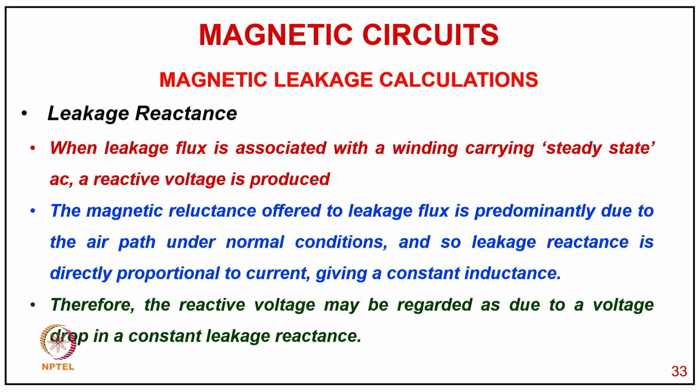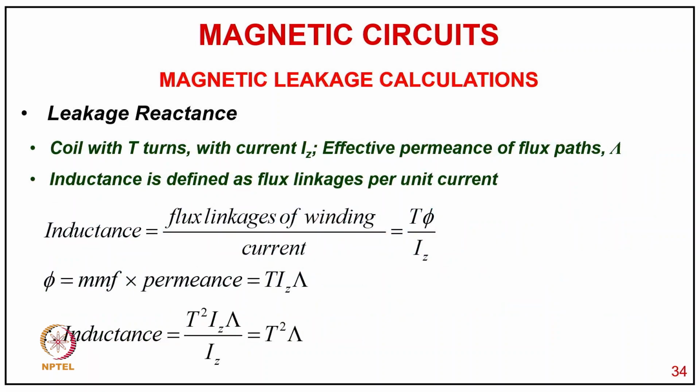Well, we have a leakage reactance. When the leakage flux is associated with the winding carrying steady state AC, a reactance voltage is produced. The magnetic reluctance offered to leakage flux is predominantly due to the air gap path under normal conditions, so leakage flux is directly proportional to the current, giving a constant inductance. Therefore, the reactance voltage may be regarded as due to a voltage drop in the constant leakage reactance. We can define this for a coil with T turns and current Iz, with effective permeance of flux path rho. Inductance is defined as flux linkage per unit current, that is T phi upon Iz, where phi equals MF into permeance, that is T into Iz into rho.